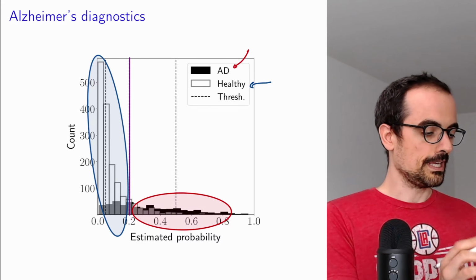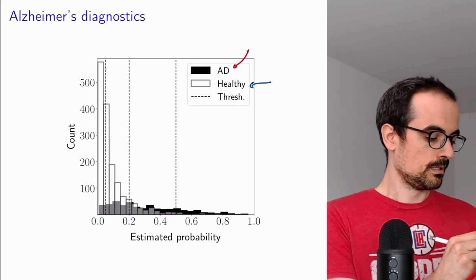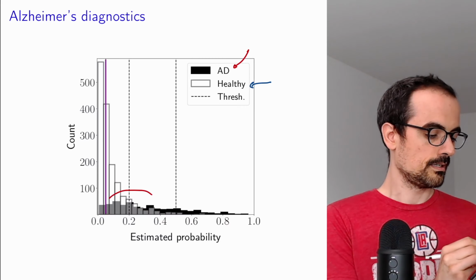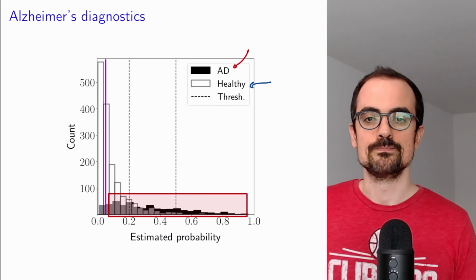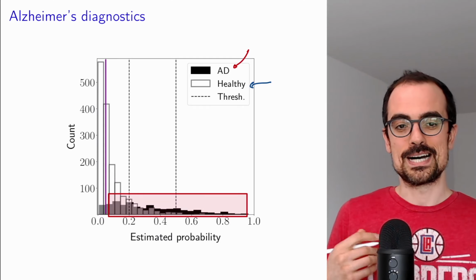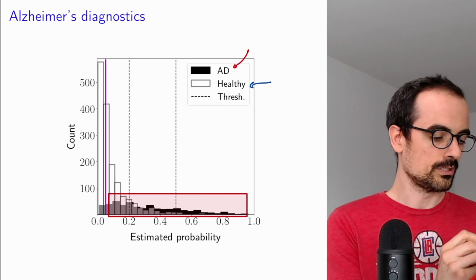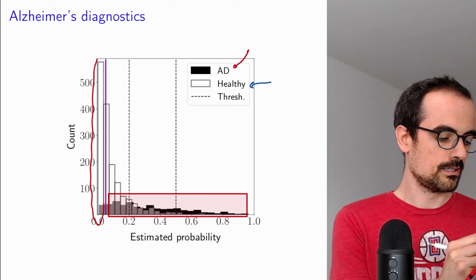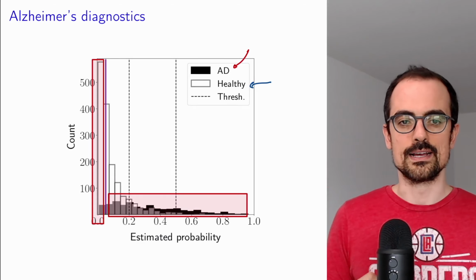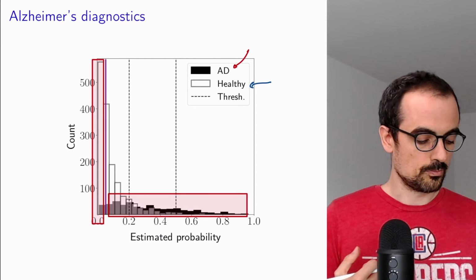And finally, if I move the threshold down to 0.05, what do we see? Well, we see that now we have increased the true positives dramatically. Almost all the Alzheimer's patients are there, so it's fantastic. But also many healthy subjects are going to be misdiagnosed because only these guys here are classified as healthy. So let's quantify how these different thresholds affect the metrics that we had defined previously.